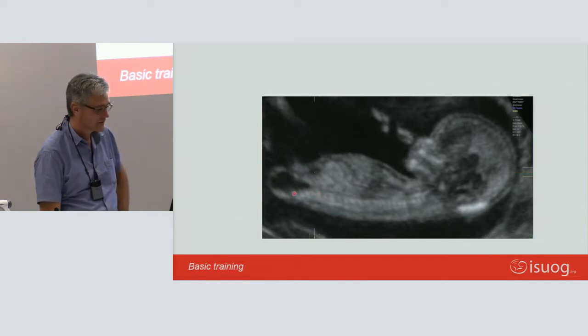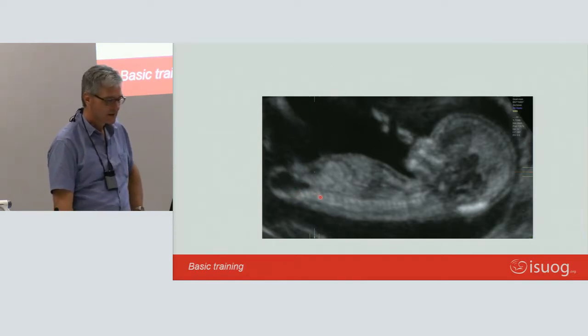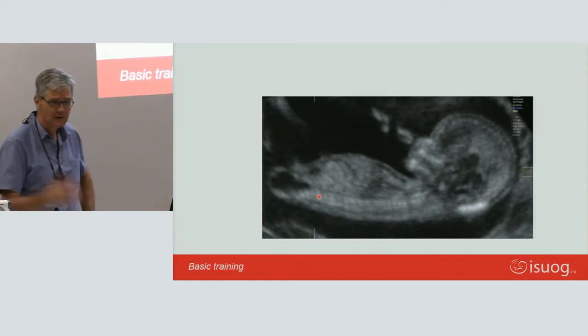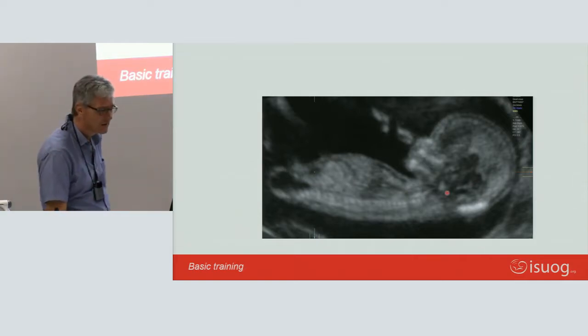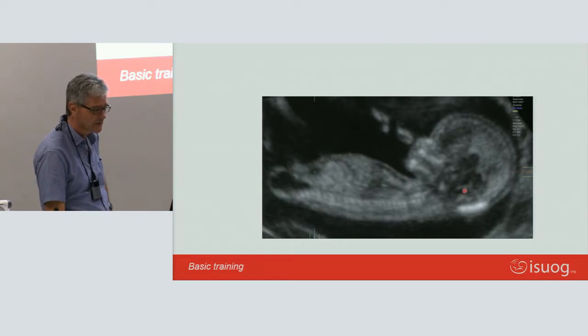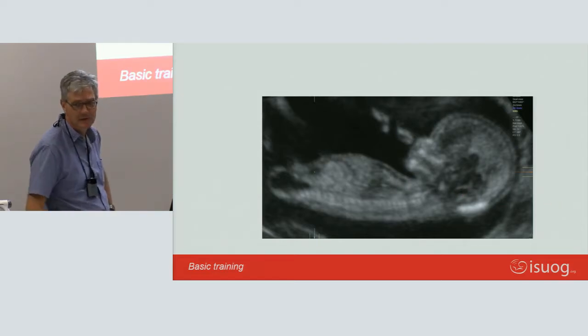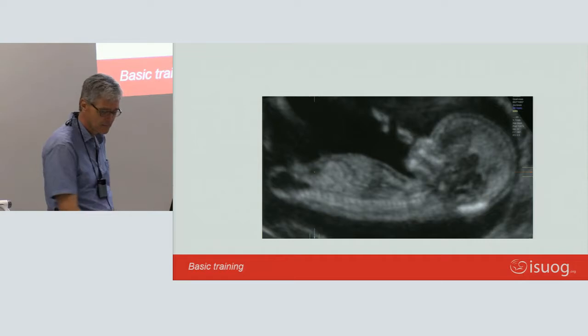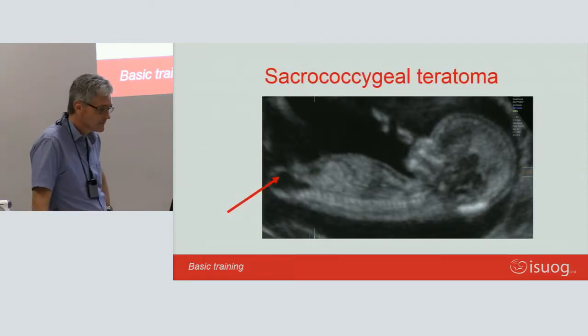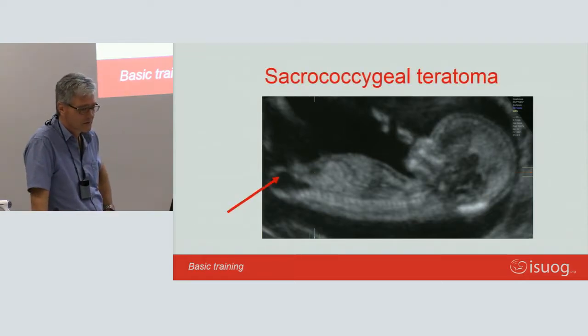Why? Because this is in front of the spine. And you can actually also see, for those that want to think a bit further, quite a nice intracranial translucency, which would make a spina bifida also less likely. And that's sacrococcygeal teratoma.